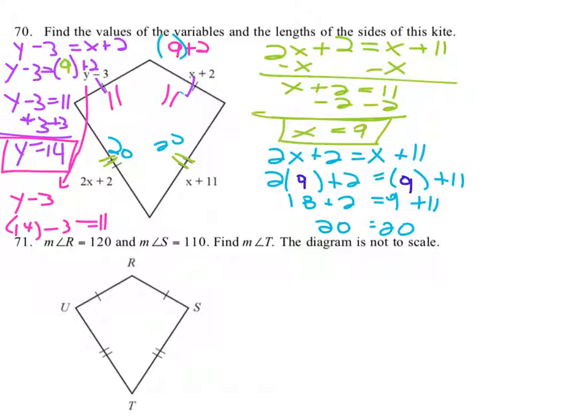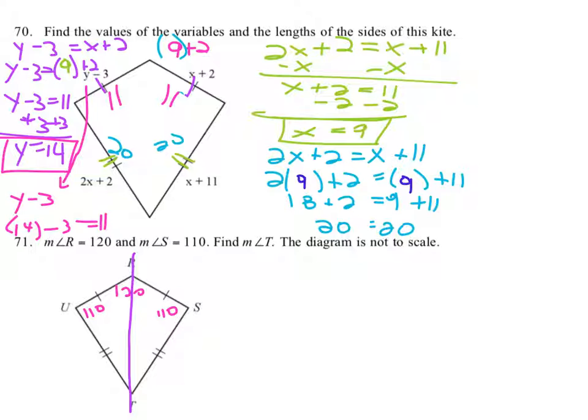How do we do this next one? Now we're talking about the angles, and they tell us that angle R is 120, and S is 110. Well, if that's 110, then this is 110 too, because if you remember from an earlier video, we have a line of symmetry running right down the middle of a kite.